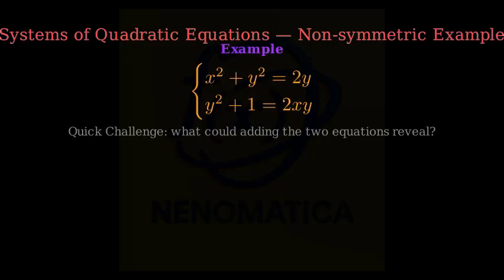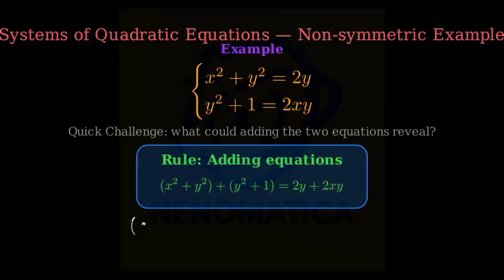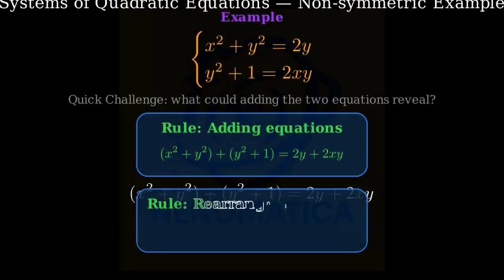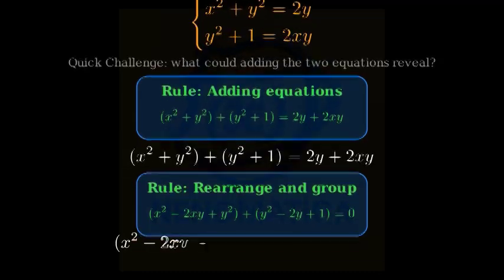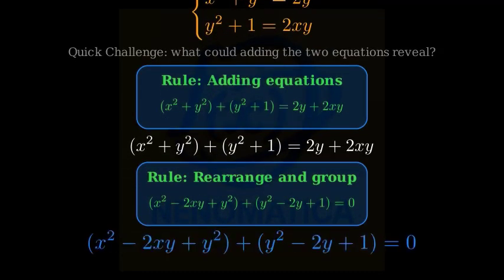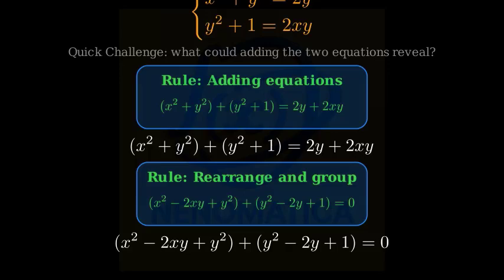Step 1. Add left sides and add right sides. This uses the add equations rule. Step 2. Move all terms to one side, so the right-hand side is 0. Watch the grouping to prepare perfect squares.